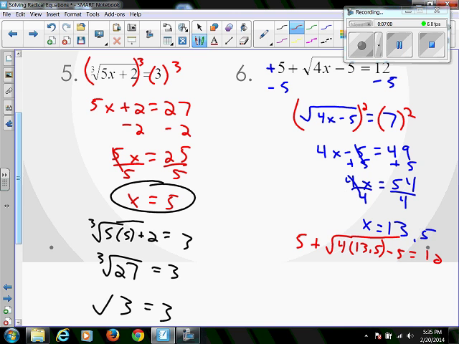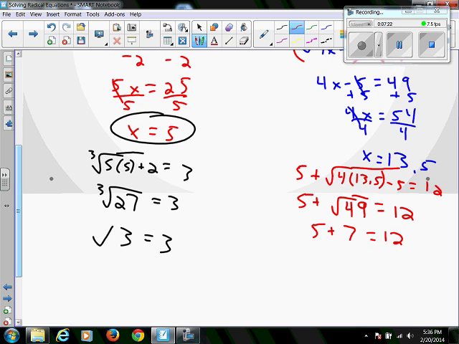4 times 13.5 is 54. Subtract 5 is 49. Square root of 49 is 7. 5 plus 7 is 12. 12 does equal 12, so we have a true statement. So x equals 13.5 is the correct answer.